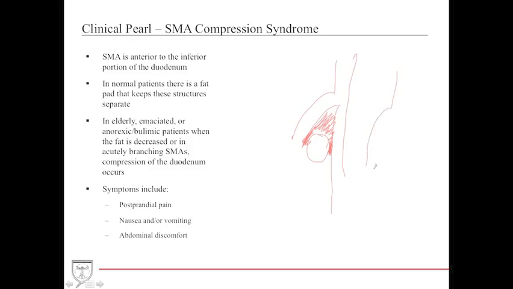or even if the artery itself is much more sharply arising, you can compress this duodenum to a point where food can't pass through. All this fat's pretty much gone at this point. And if that happens, then you get things such as, again, postprandial pain after eating. You can get nausea and vomiting and abdominal discomfort. And it's usually this one that's very much tested.